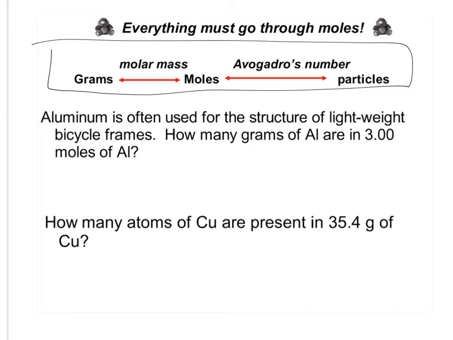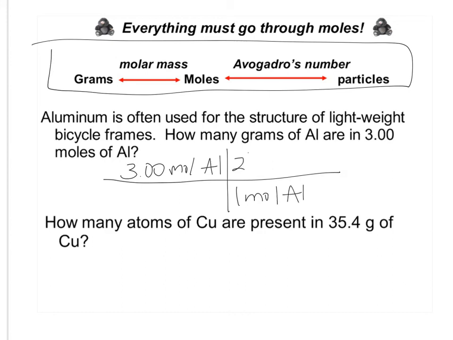So I'm going to start with what the problem gave me, which is 3 moles of aluminum. And I'm going to use my new conversion factor. I know in 1 mole of aluminum, there's 26.98 grams. I got that from the periodic table. Okay, so my moles cancel, and I'm left with 3 times 26.98, which is 80.94. I need 3 sig figs, so 80.9 grams of aluminum.